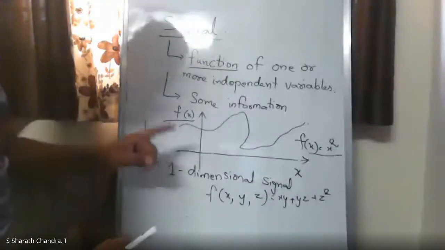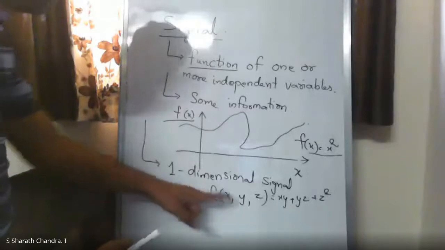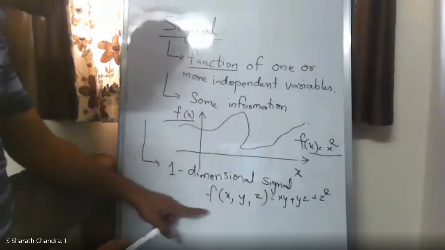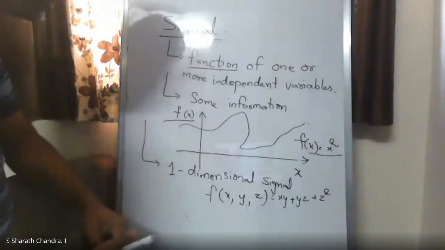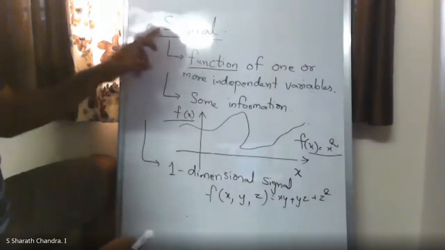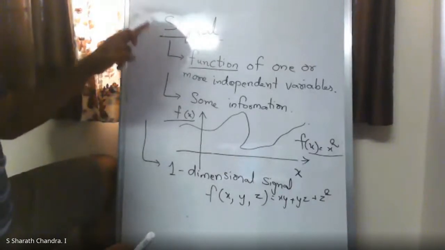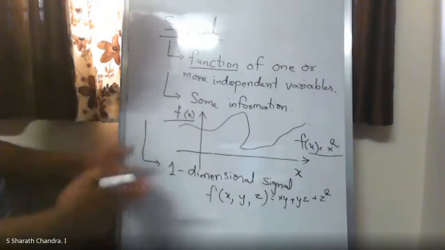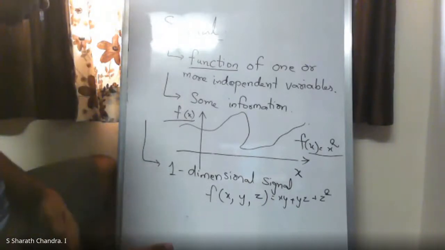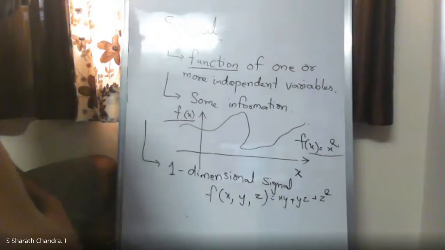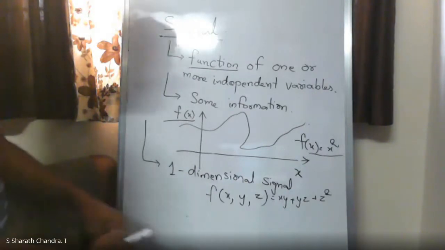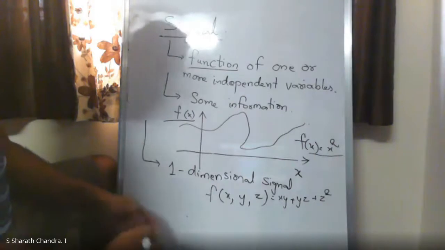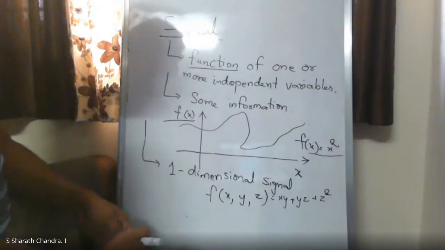So the dimensions are nothing but the number of independent variables on which your function depends. And definitely all the signals should hold the properties of the mathematical functions that we observe. Generally I think you know about mathematical functions, and I would like to speak about some real world examples which vary with respect to some independent variables.